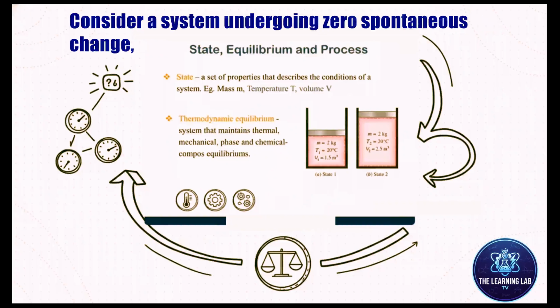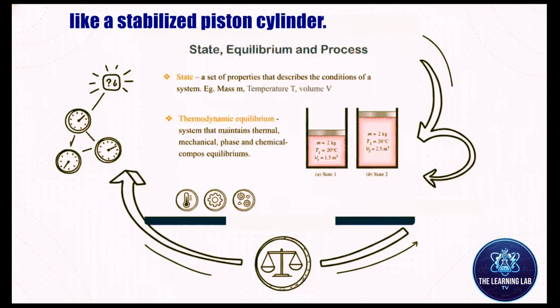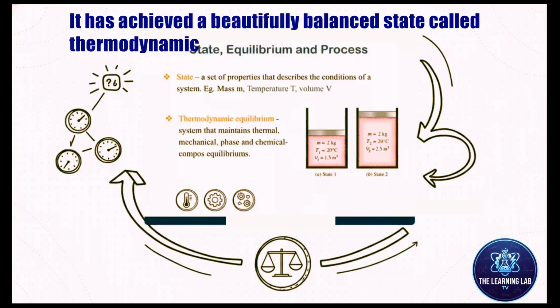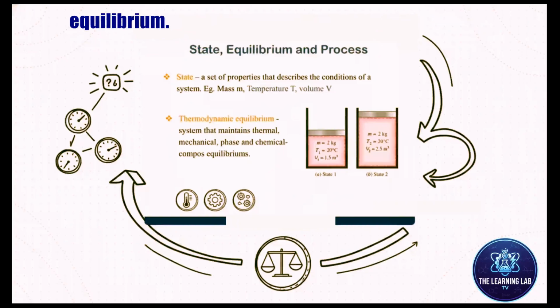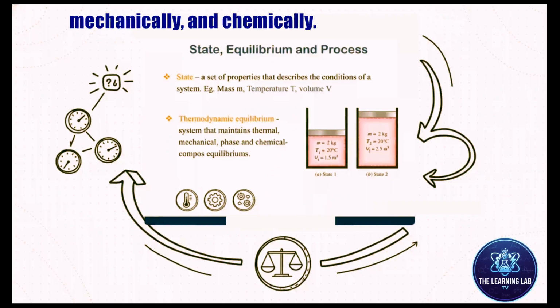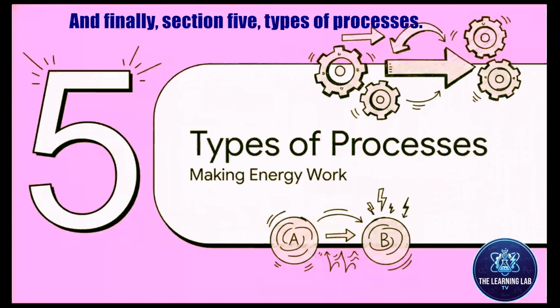Consider a system undergoing zero spontaneous change, like a stabilized piston cylinder. It has achieved a beautifully balanced state called thermodynamic equilibrium. It's perfectly maintaining a stable balance thermally, mechanically, and chemically. And finally, Section 5, Types of Processes.